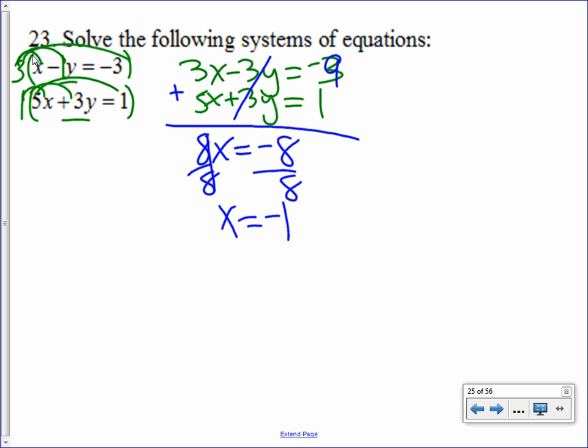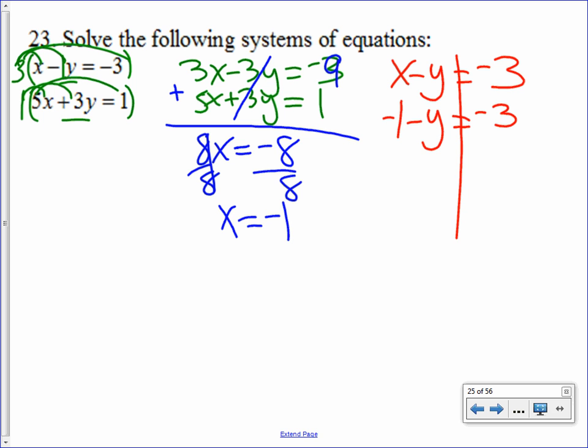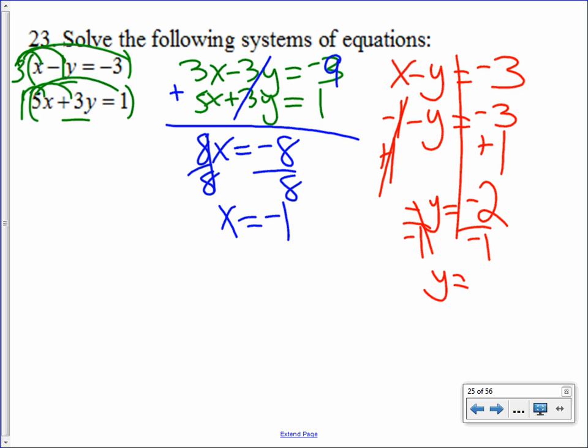Now that I have the x value, I have to substitute in to find the y value. It doesn't matter which equation we use. X is negative 1, so I replace the x with negative 1, and then I solve the equation. Add 1 to both sides, negative y equals negative 2. Divide by negative 1, y is 2. You might see your answer written as an xy coordinate. The x value is negative 1, the y value is 2.